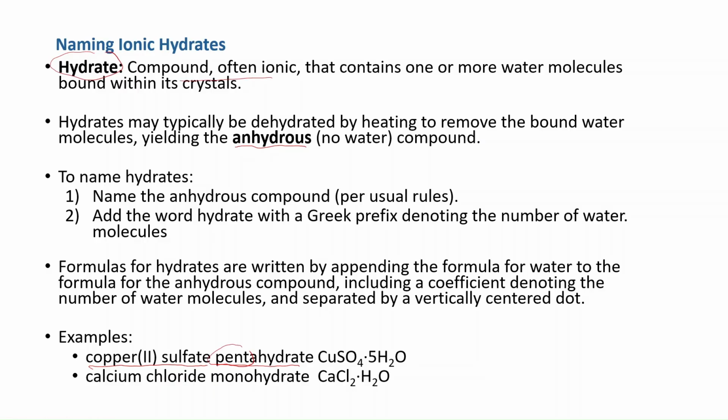When you write the formula, please put a dot between the anhydrous molecule and the number of water molecules. Lots of students will write things like copper sulfate plus 5 water molecules. That doesn't tell you there's a bond between the copper sulfate and the water. That only tells you you're mixing copper sulfate and water, and you're going to get what? An aqueous solution of copper sulfate. The dot tells you that there's a bond between the copper sulfate and the water. Okay?